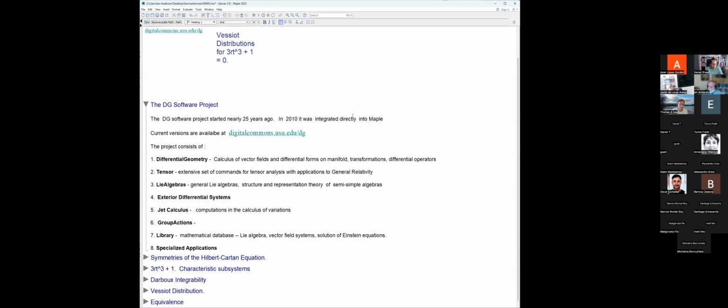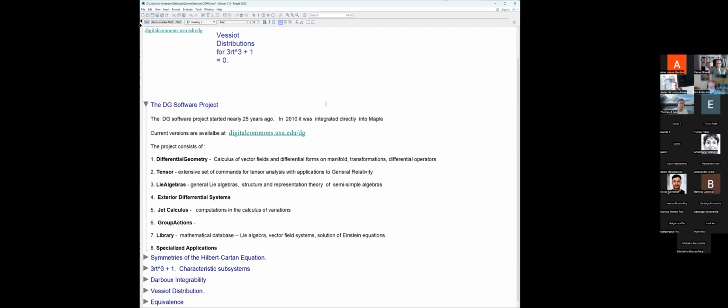So a long time ago, this was integrated directly into Maple. Now you can get the most current release versions from our website, or you can just type in differential geometry software and it'll take you right there. It should appear fairly high in your search, and you can download the software from there. This software should run on just about any version of Maple that you have, even fairly old versions.